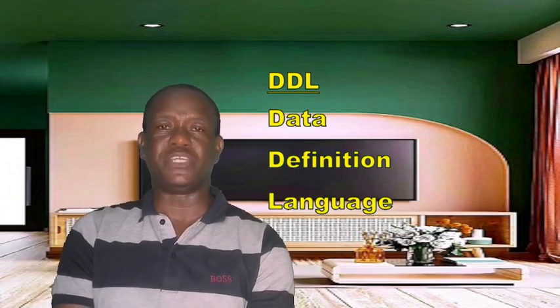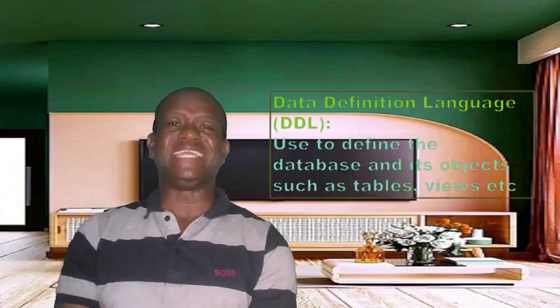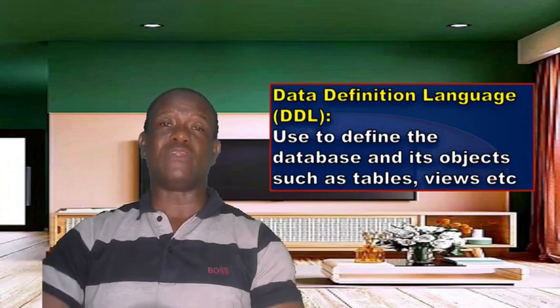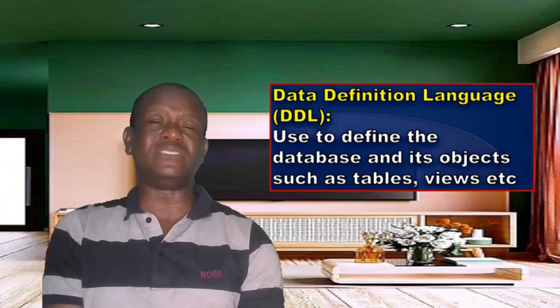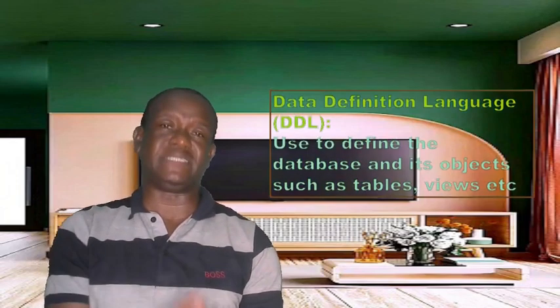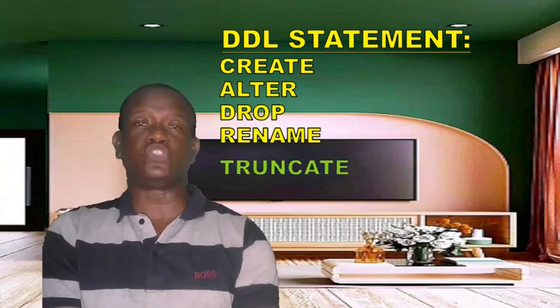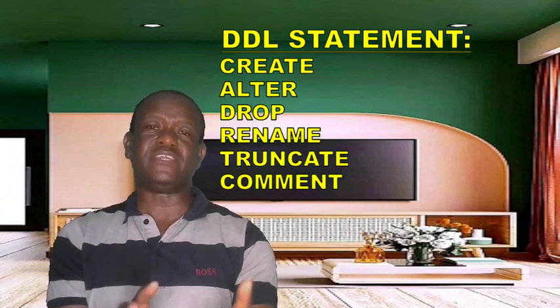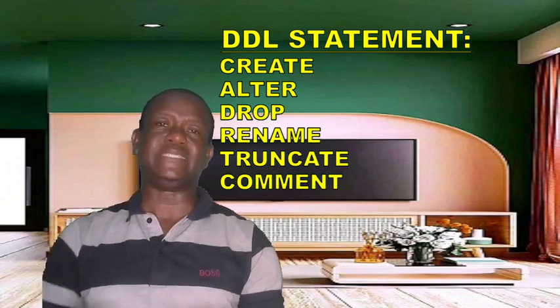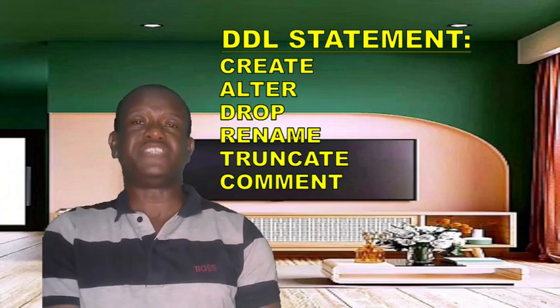The first part being data definition language, DDL. This part of SQL is what you use in defining the database and all the objects that are found in that particular database. So this is where you define the properties. That is, you find statements in this category like create, alter, drop, rename, truncate, or comment. These are the various statements that we use in this regard. So basically, if you are creating a database, that is the part of SQL that you consider.